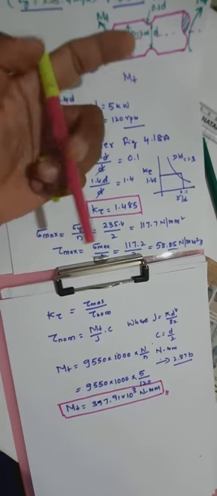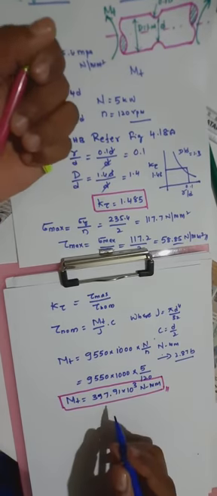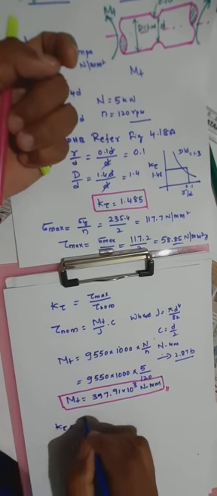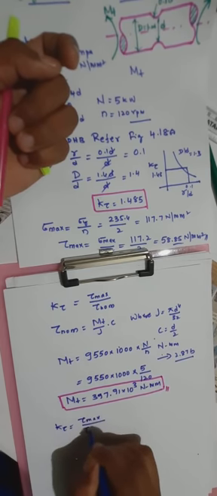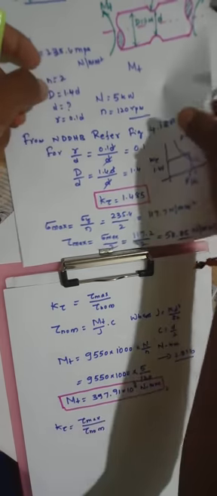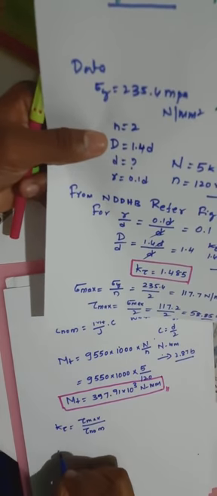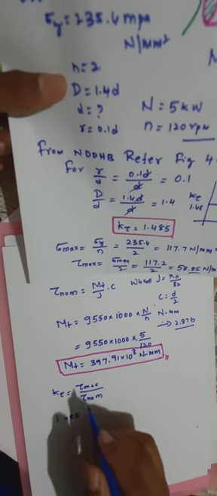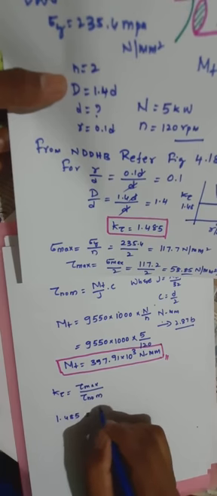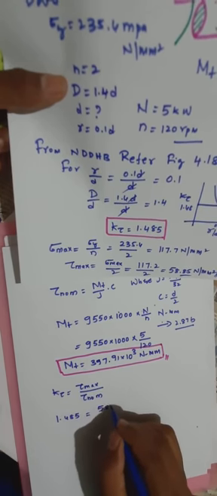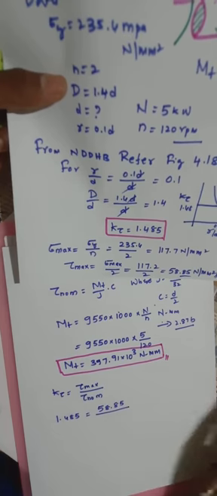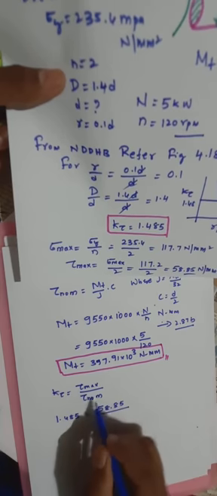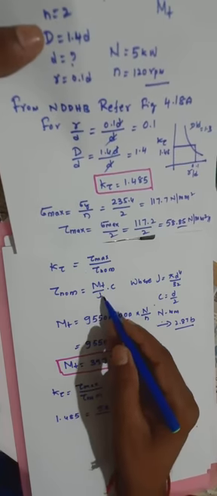Then what we need to find out is the diameter. We know k tau is equal to tau max divided by tau nominal. We know k tau is 1.485. The value for tau max is 58.85, divided by tau nominal, which is Mt by J into c.